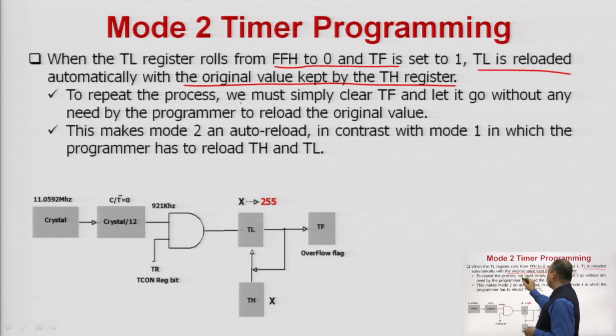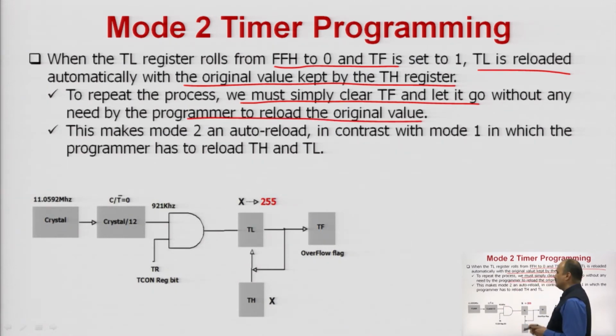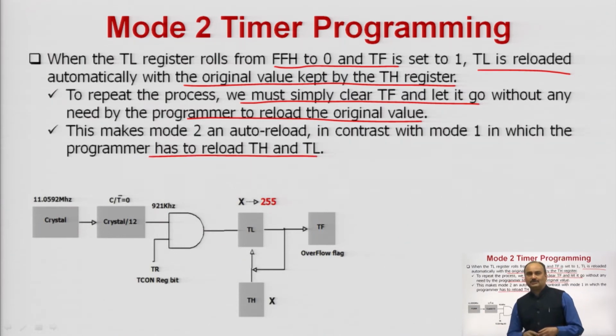To repeat the process, we must simply clear the timer flag and let it go, without any need for the programmer to reload the original value, because it is auto reload mode. This makes mode 2 an auto reload, in contrast with mode 1, in which the programmer has to reload the value in the TH and TL registers. So we always prefer mode 2 because it is an auto reload mode.